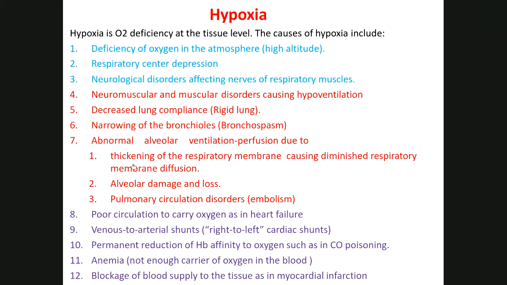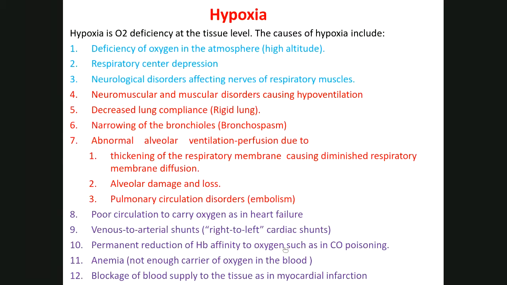If everything is normal, including the heart, but there is a right to left shunt, this will mix deoxygenated blood with oxygenated blood, and it will also cause hypoxia. If everything is normal, the cardiovascular system is normal, but then we have a problem with the hemoglobin. The affinity of hemoglobin is changed because of, for example, carbon monoxide poisoning. So the hemoglobin will not be able to attach to oxygen. Then we will also have hypoxia.